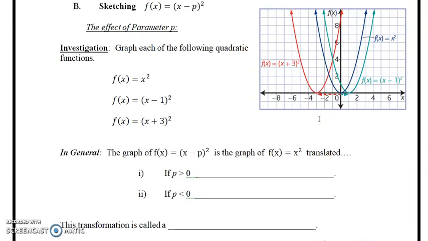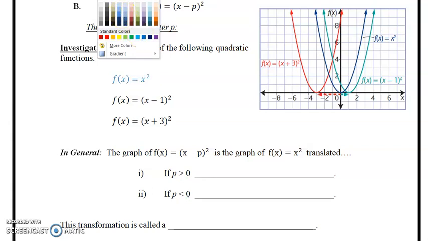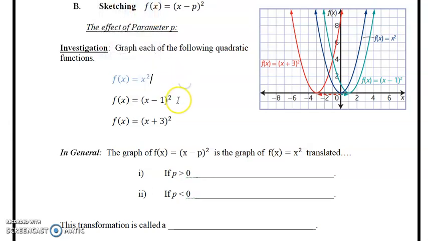All right. Let's look at what happens when we add or subtract a value from x directly. So not the x squared, but we actually look at p. Yes, you would be right in saying that p is the x value of the vertex. The blue curve in the middle is the original curve, or the parent graph, as we call it. And you'll notice when we subtract 1, it goes the opposite way.